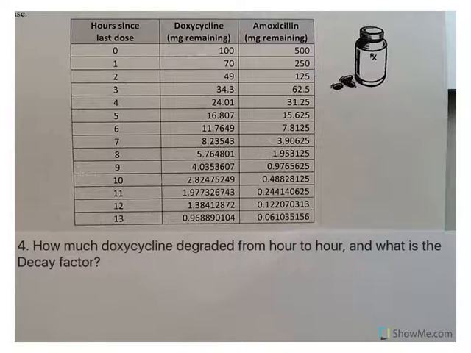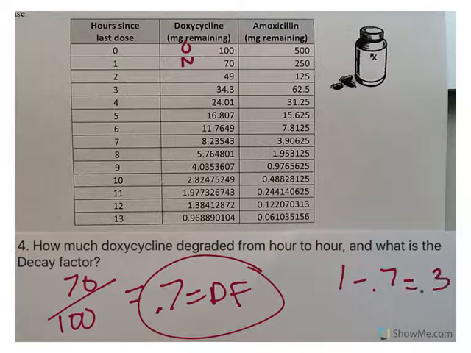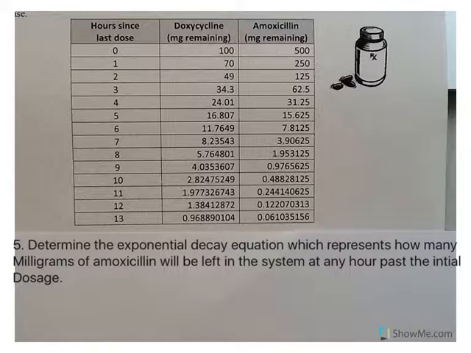Now, doxycycline, if I do new and old, gives me 70 over 100. 0.7 is my decay factor, which means if I would take 1 minus 0.7, that's 0.3. So it degrades 30% from hour to hour, leaving me with a 0.7 decay factor. I just found the decay factor first because I could do new divided by old to get that.